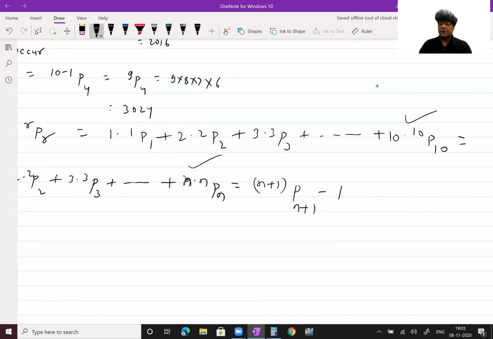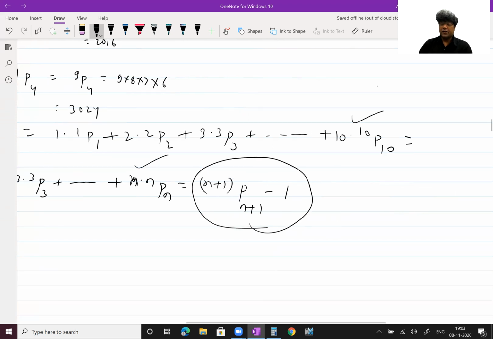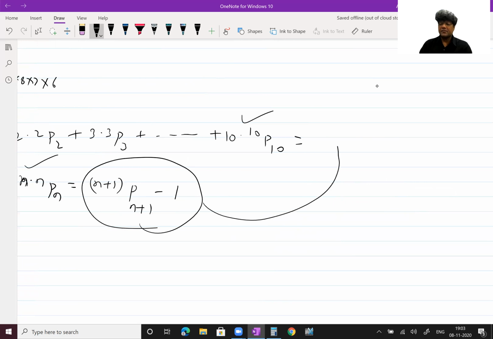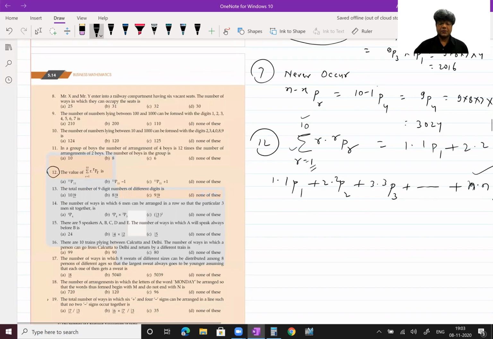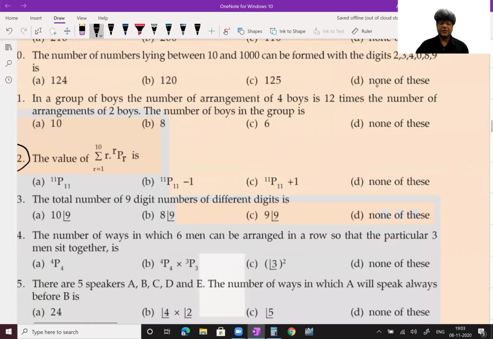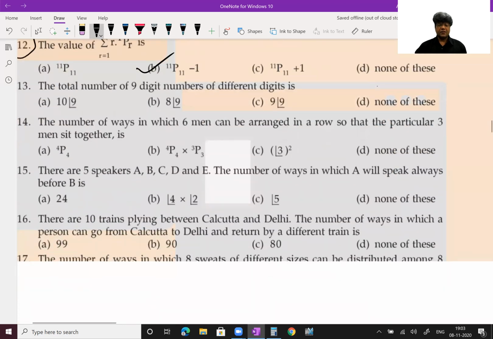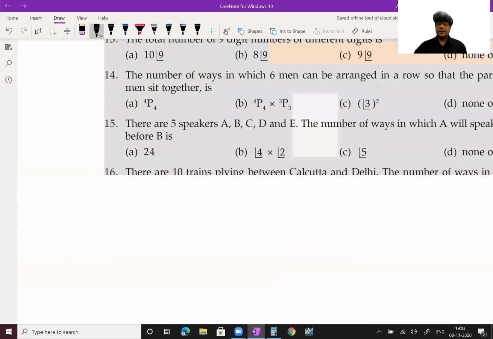So here you can understand your n value is 10. The last value is n into nPn, this is 10 into 10P10. So on the right hand side, if you replace n by 10, what will you get? 10 plus 1 P 10 plus 1, minus 1. And that is 11P11 minus 1. Any option for question number 12? 11P11 minus 1. Guys, option B. Okay.